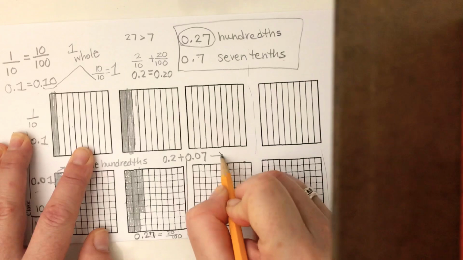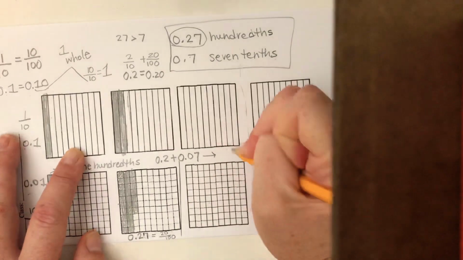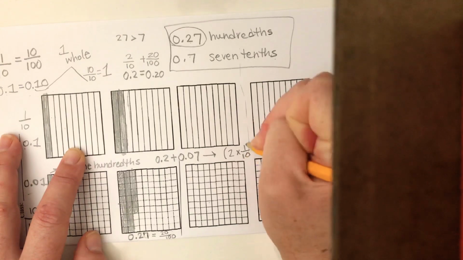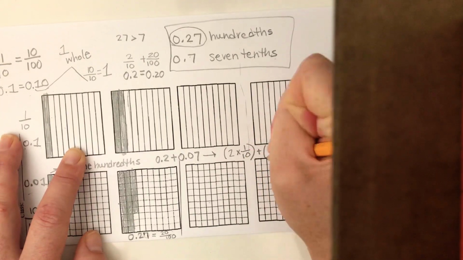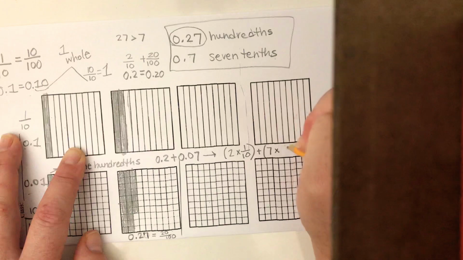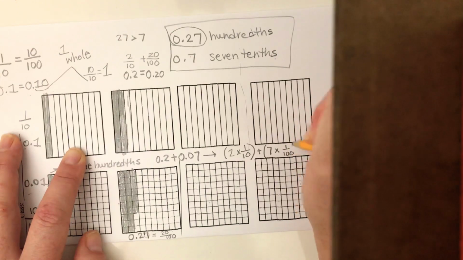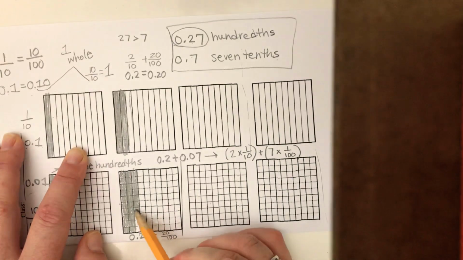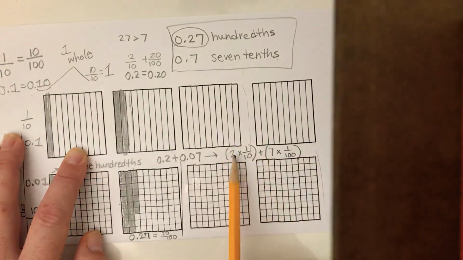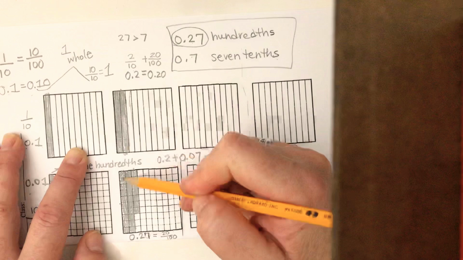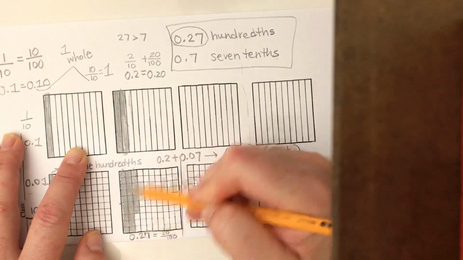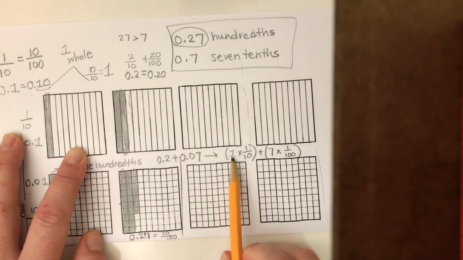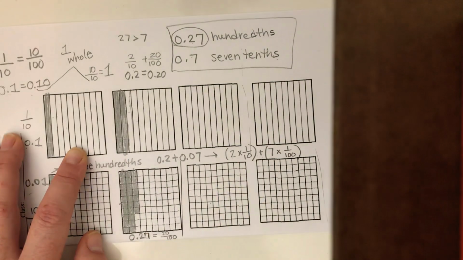Or if your students are using Eureka Math, they might see it as 2 times 1/10, 2 groups of 1/10 plus 7 groups of 1/100, as a way to write that in expanded form. The reason we can say that is because we know that 20 hundredths is equivalent to 2/10. So we can rename it as 2/10.